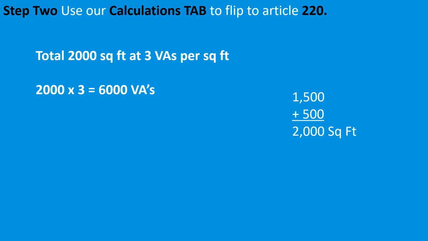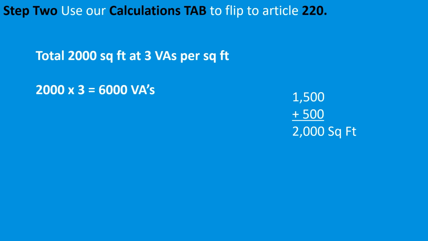All right, in step 2, we're going to use our calculations tab and flip to Article 220. I want to take this time to get you into Article 220. So if you've used our tabs, the Mike Holt tabs, you have a calculations tab. And what that's going to do is flip you straight into Article 220. When you get into Article 220, right there at the beginning, I want you to find 220.12, and specifically Table 220.12. When you get there, you're going to notice that on the left-hand side is the list of the types of occupancies.